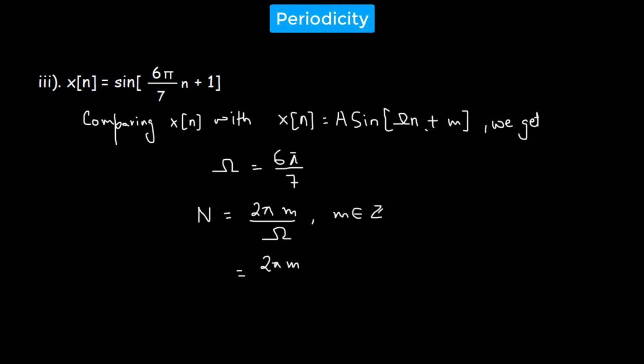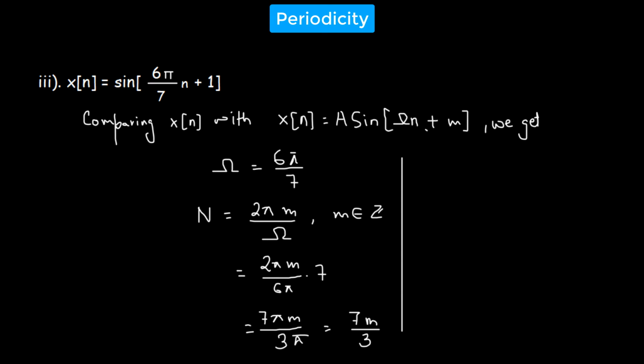So substituting the value for omega, we have 6 pi over 7, so we have 7 multiplied to the fraction. So 2 and 6 will get cancelled out, so that will give us 7 pi m over 3, so the pi also gets cancelled out, so the final value will be 7m over 3. So here also we see, since the pi gets cancelled out, we have to select some specific value of m such that N becomes an integer.